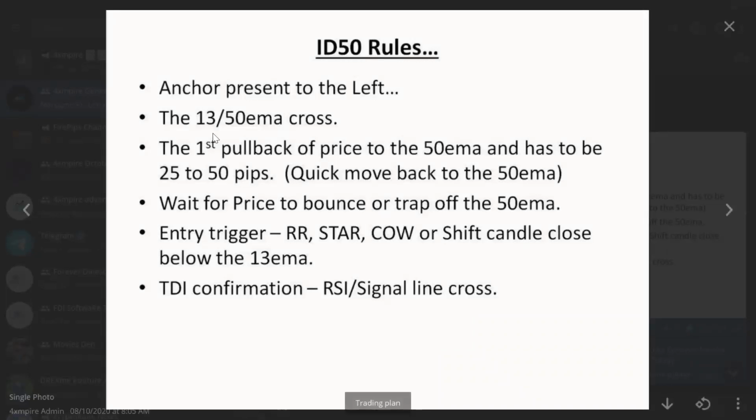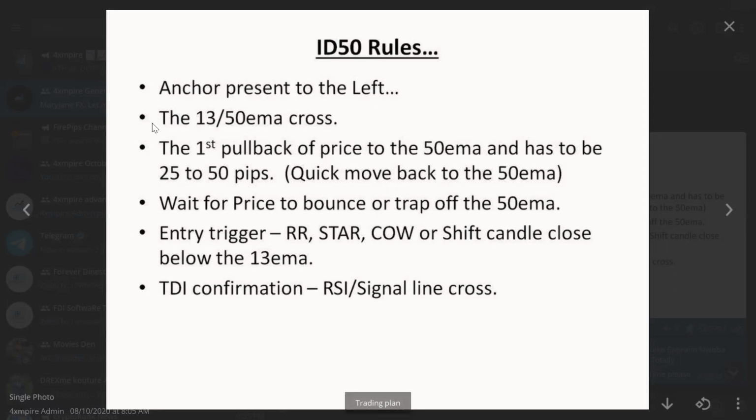So the only thing that is difficult is when you miss any of these rules. Now it is very simple. Rule number 1 says anchor present to the left. Your anchor will always be at the left. Your anchor will not leave the left and be on the right. No, your anchor will always be on the left.